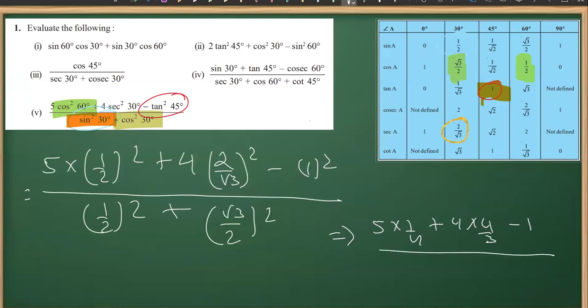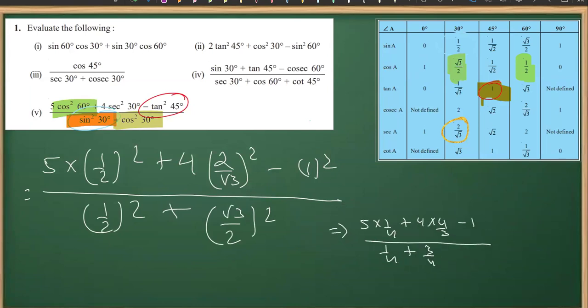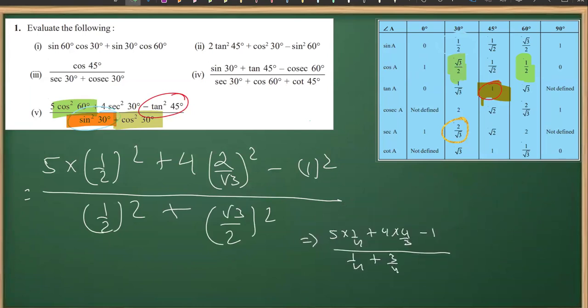Below, what are we getting? That is half square, which is 1 by 4, and this is 3 by 4, so this is root 3 square. Yeah, 3 by 4. So that is 4 by 4, which will be 1. Let me show you the working with proper steps. So after simplifying in the numerator, this is what? 5 by 4.